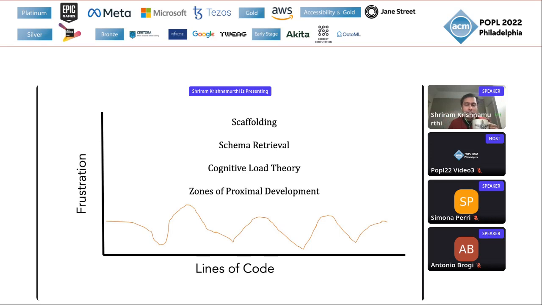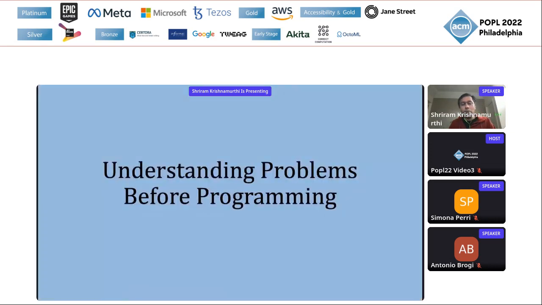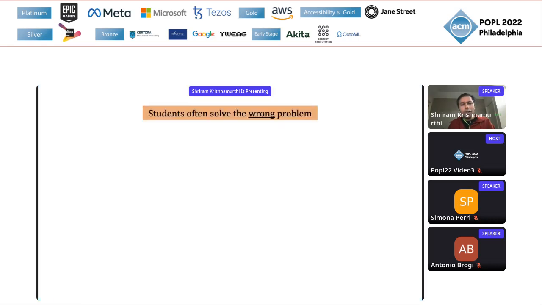So I'll start with something that's very introductory, which is let's help students understand problems before they program. Now, you might wonder what's the issue here? Well, the issue is it turns out there's a fair bit of evidence that students often solve the wrong problem. Now, this is a little different from solving the right problem incorrectly. You can solve the right problem incorrectly, but they solve the wrong problem entirely, which if you don't look at it the right way, if you don't have the right evidence, you might think they solved the right problem incorrectly, but they've actually solved a different problem entirely.